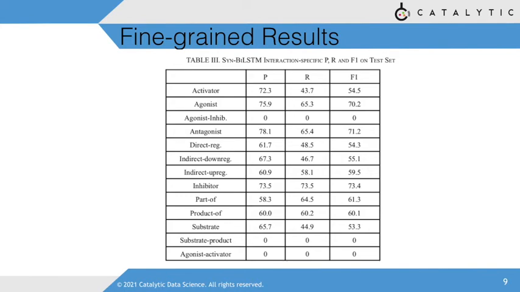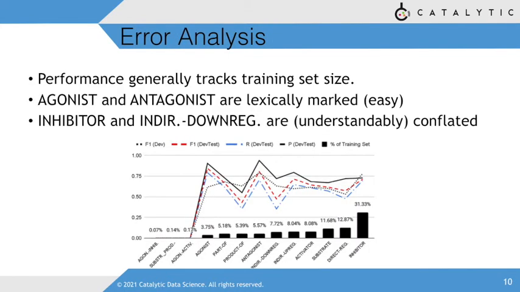So we plotted the training set size versus precision, recall, and F1 on a held out dev test set, and also F1 on the remainder of the development set. And we see that performance basically tracks with the training set size with four notable exceptions. There's the agonist and antagonist categories which outperform expectations, probably due to the fact that they're lexically cued. So there's always a word like agonist or antagonist in 96 to 97% of the cases.